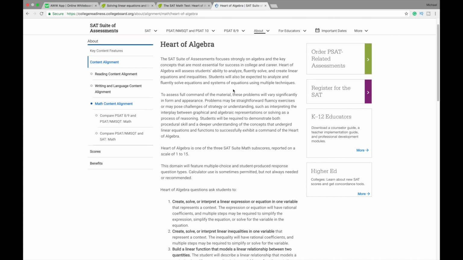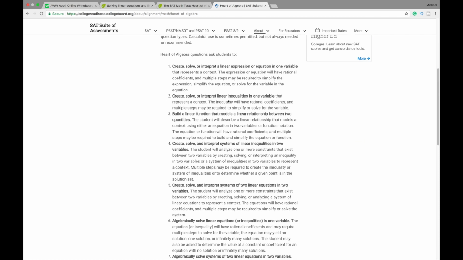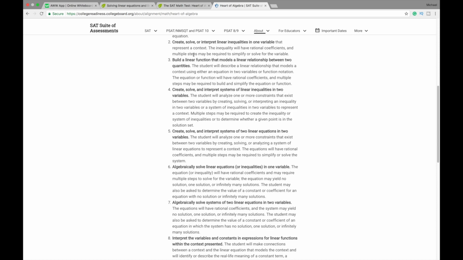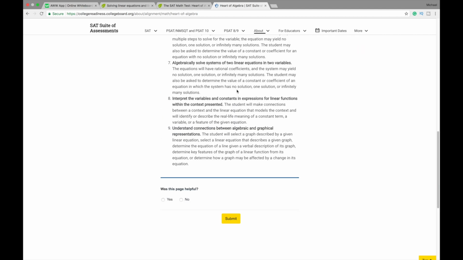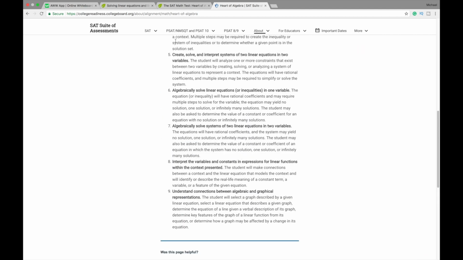component of the SAT Math, the Heart of Algebra, according to College Board and College Readiness, involves a couple of things, mainly: create, solve, or interpret a linear expression or equation in one variable; create, solve, or interpret linear inequalities in one variable; and build a linear function that models a linear relationship between two quantities. You can go to the site yourself, just type in College Board, Heart of Algebra, and you should find all the components that are involved in this series.